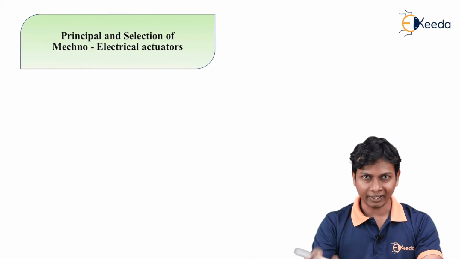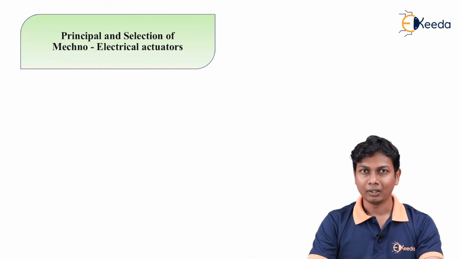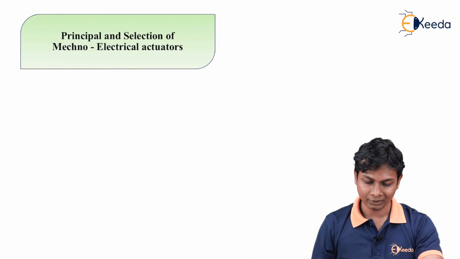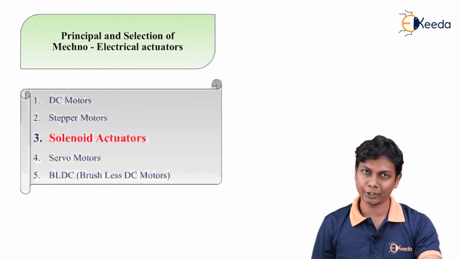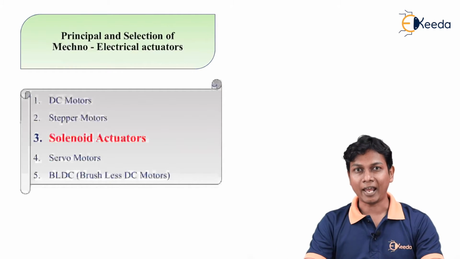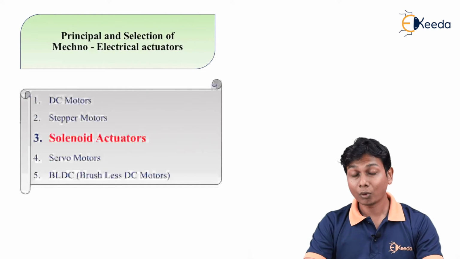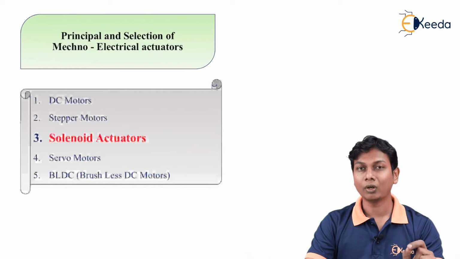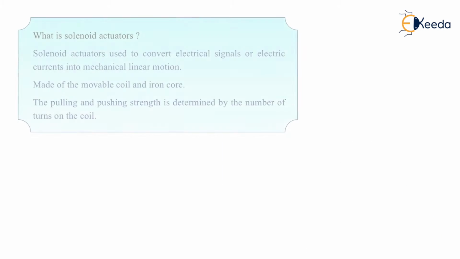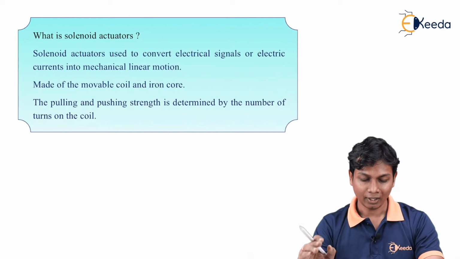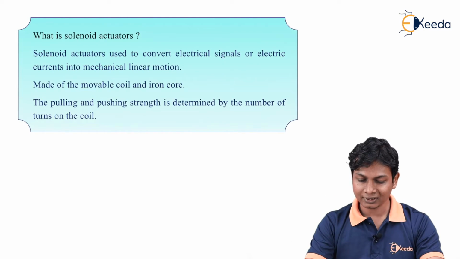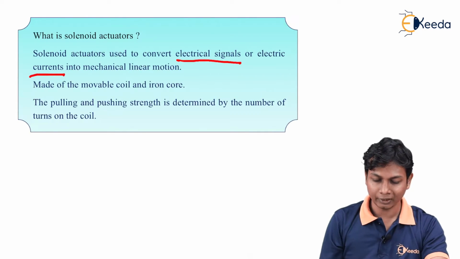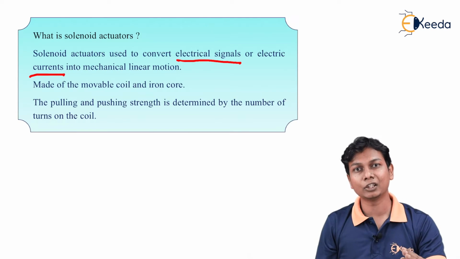Now, here we end the stepper motor part. Let's move to another type of mechano-electrical actuator, that is the solenoid actuator. The solenoid actuator is one of the most commonly used mechano-electrical actuators. So, what is a solenoid actuator? It converts an electrical signal or electrical current into mechanical linear motion.